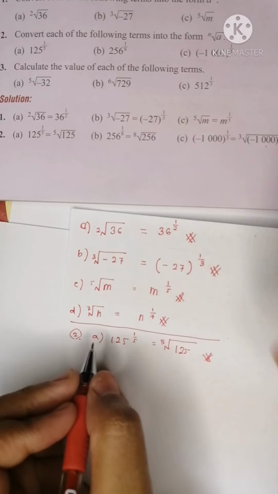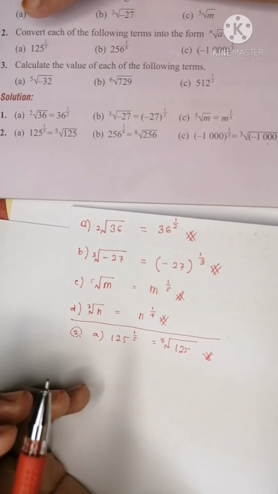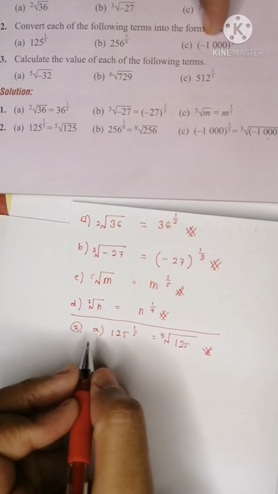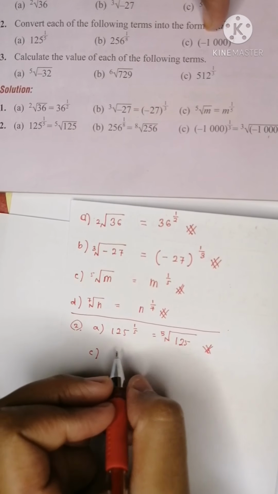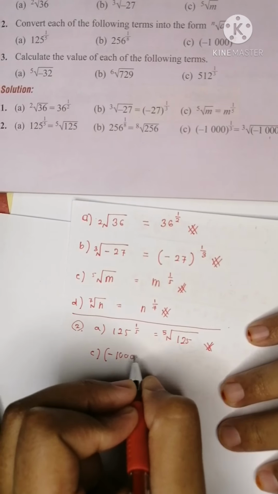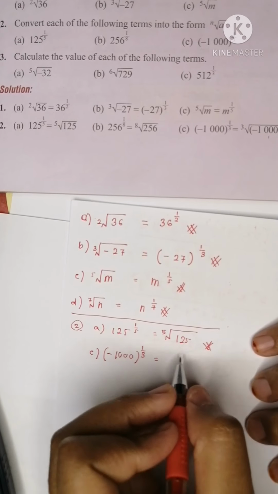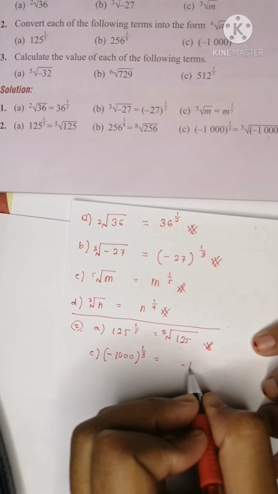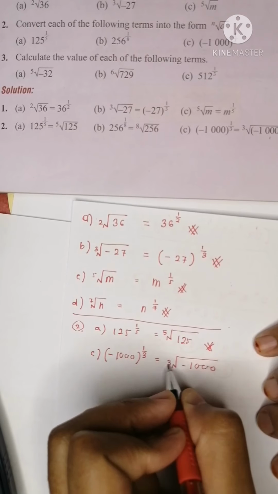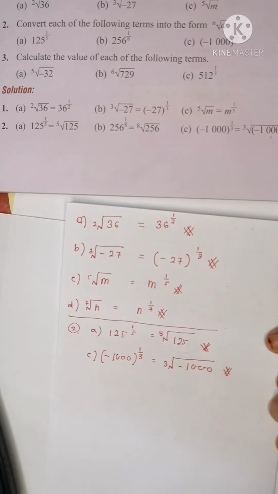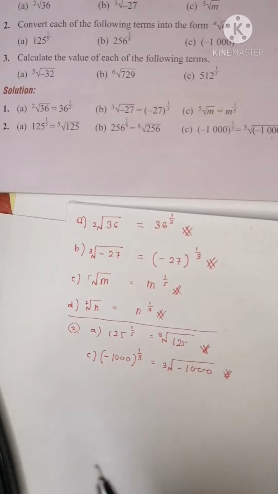For B, it's the same as for A. So look at C. There is a negative symbol here. So negative 1000 to the power of 1 over 3. So the answer will be the cube root of negative 1000, just like that. Okay, done for question number 2.